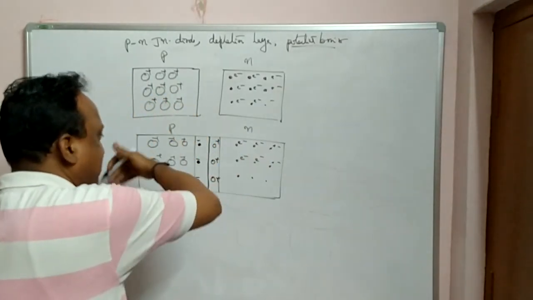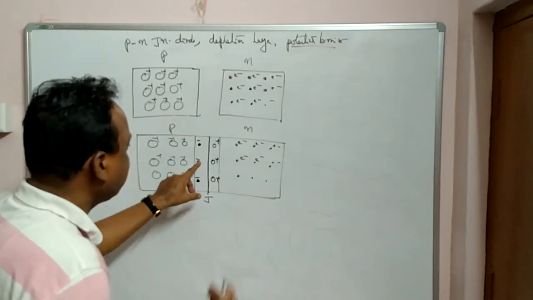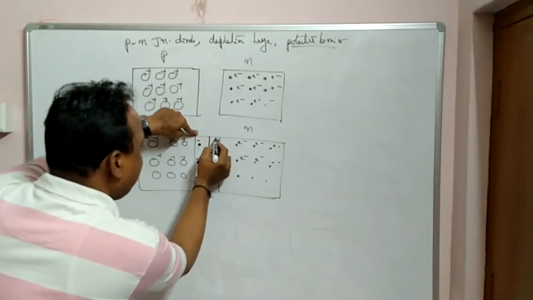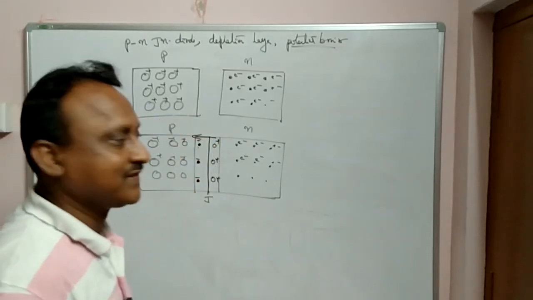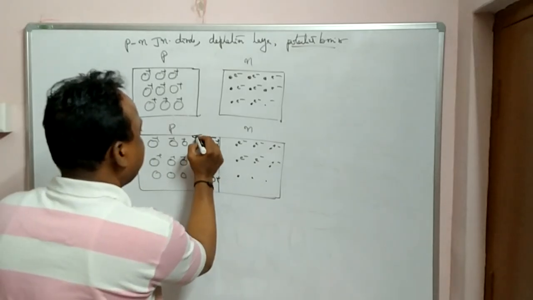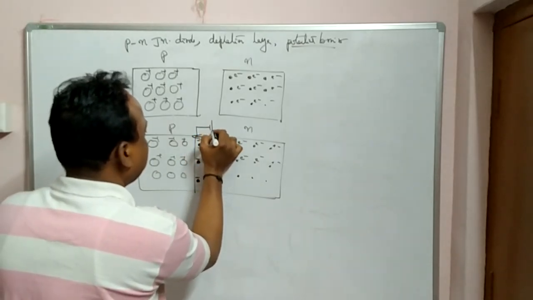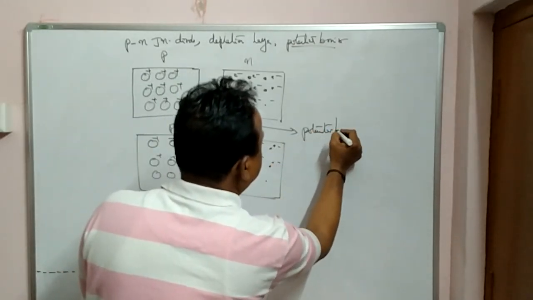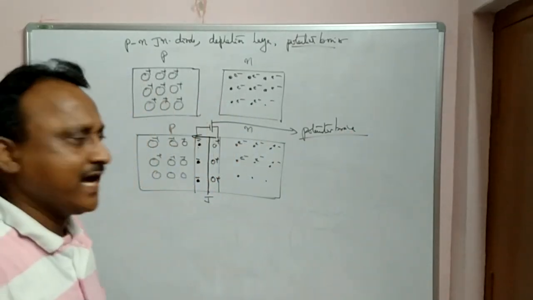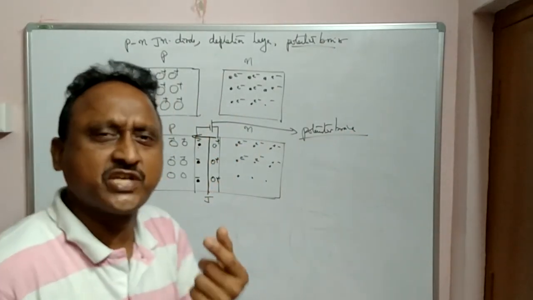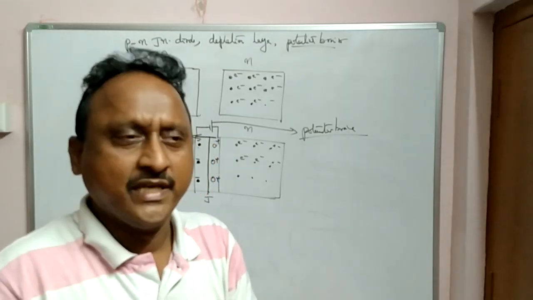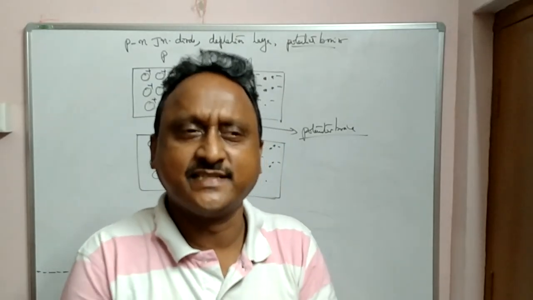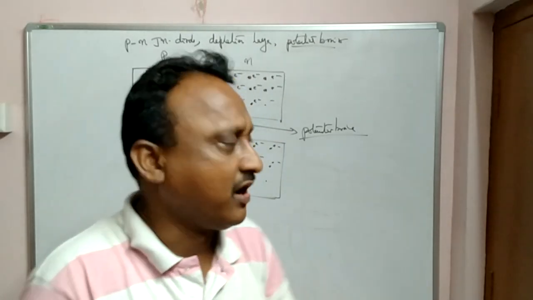Some electrons come here and holes from P go there, they will exchange the charge. So here this becomes positive and this becomes negative, and the potential will be in this direction, the field direction. This barrier is called the potential barrier. A potential which exists at the junction of the PN junction is called the potential barrier.